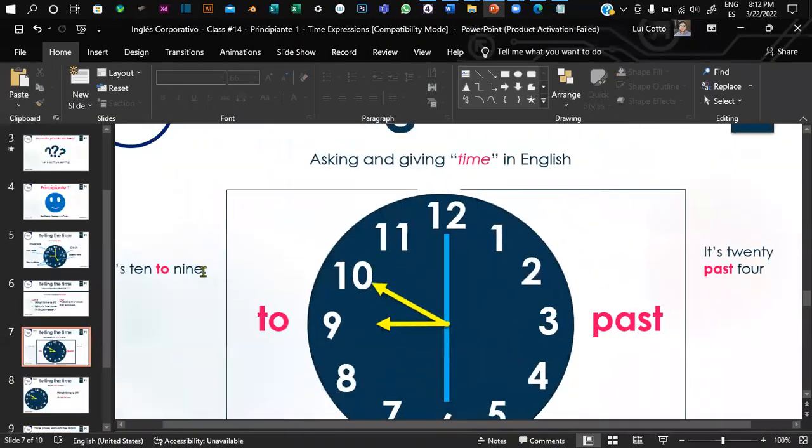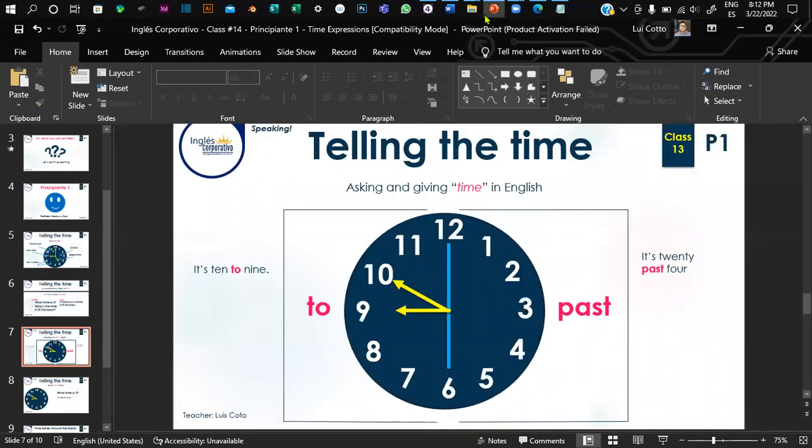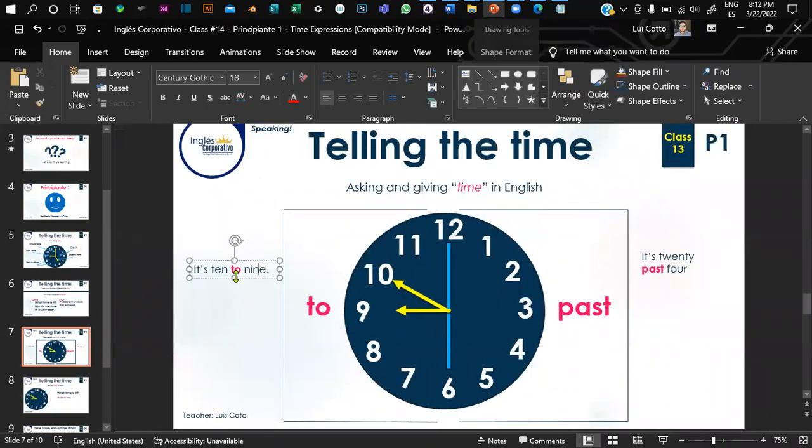You can answer if I ask. We will add some examples in these parts. Please, a microphone. If you are not participating, the microphone should be off. Don't forget. Okay, let's see.